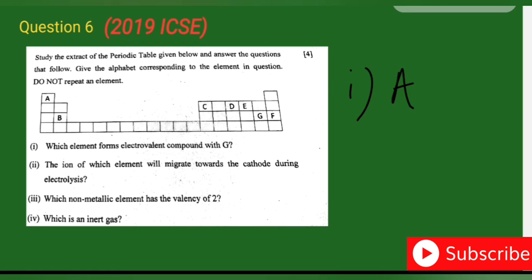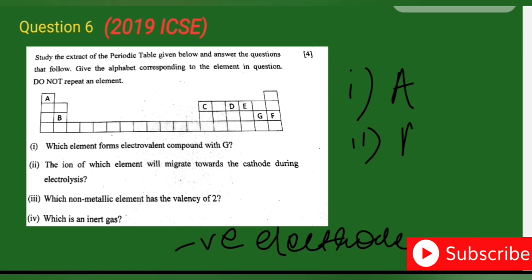The ion of which element will migrate towards the cathode during the electrolysis? What is cathode? Cathode is the negative electrode. So definitely the positive ion will migrate towards the negative electrode. Okay. So what is the question? The ion of which element will migrate towards the cathode during the electrolysis? Okay. So A and B. And C, children, it is written that do not repeat an element. So we will not write the A. So what will we write? We will write the B.